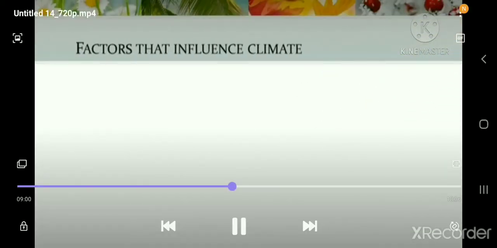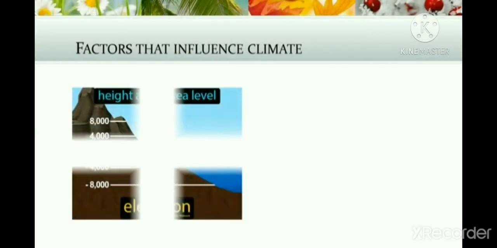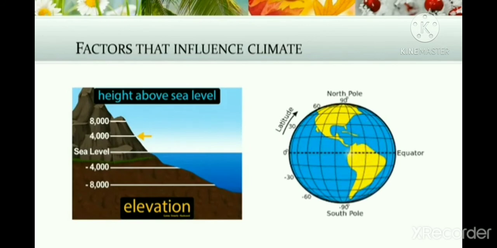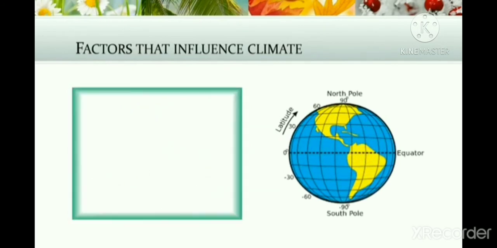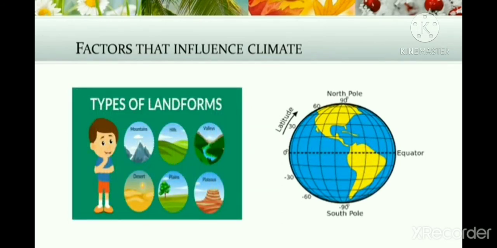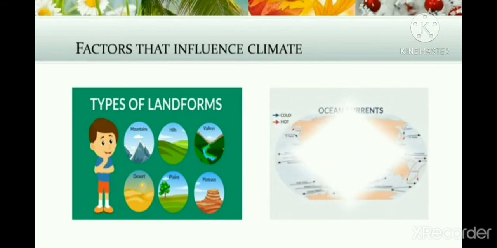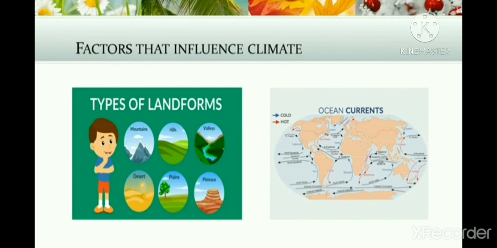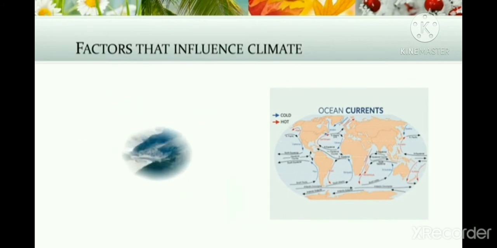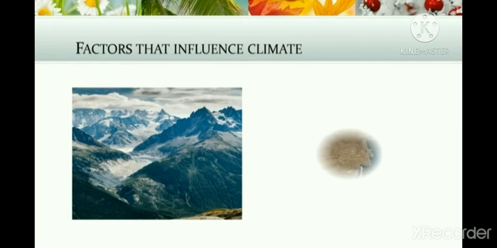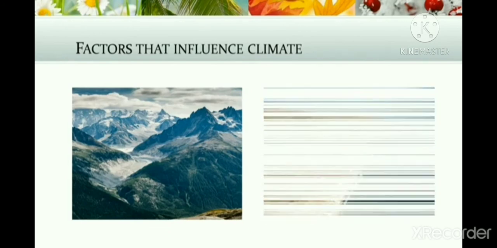There are certain factors that influence climate, like height above the sea level, latitudinal position, types of landforms. Then we have ocean currents, mountainous ranges, nearness to the oceans, and the local winds.